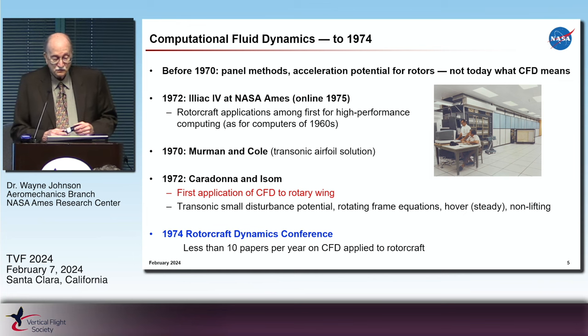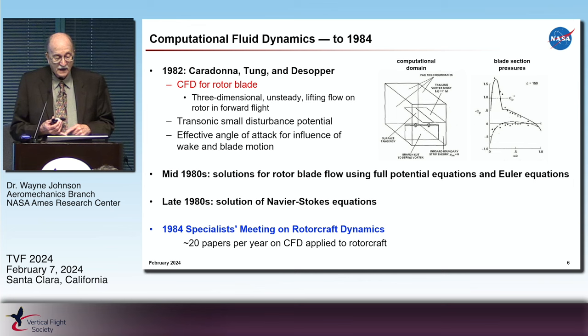It's 1982 when I'll call the first CFD solution for a rotor blade: three-dimensional, unsteady, lifting flow on a rotor. This is work by Caradonna and Tung Desopper. Still, however, transonic small disturbance potential, and not all the flow field. So the wake and blade motion, especially the influence of the wake, had to come from an effective angle of attack.